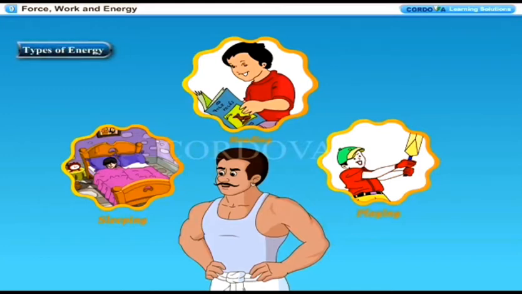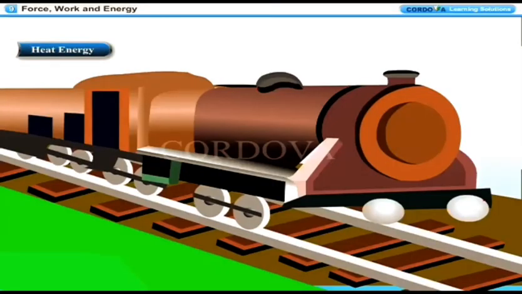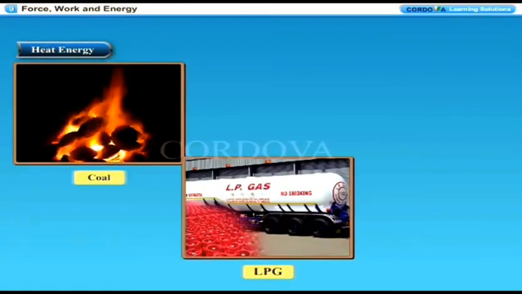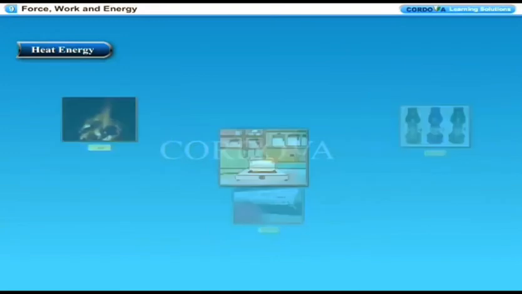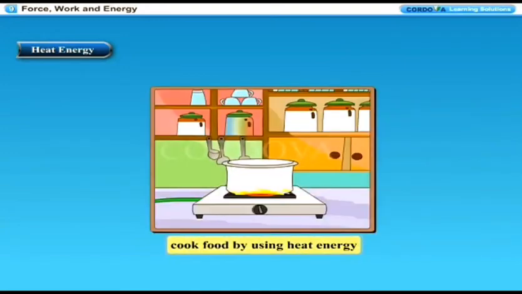Types of energy. There are many forms of energy. Some of them are as follows. Heat energy. Energy that we get from heat is called heat energy. This energy is produced by burning fuels like coal, LPG and kerosene. We use this energy to cook food.